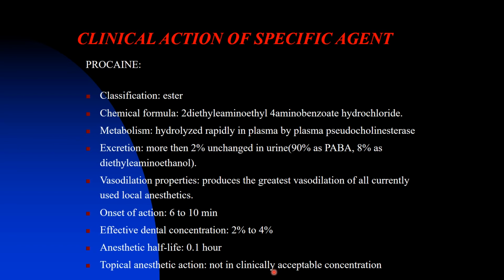The procaine, this is classified under ester type, and the excretion is more than 2% unchanged in the urine. Vasodilation properties: it produces the greatest vasodilation of all currently used local anesthetics. Onset of action is 6 to 10 minutes. The action will start very fast. The effective dental concentration is 2% to 4%. The anesthetic life will be around 0.1 hour. The topical anesthetic action is not clinically acceptable for this type of concentration.